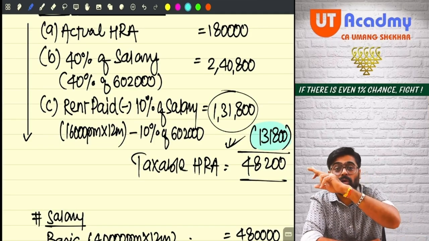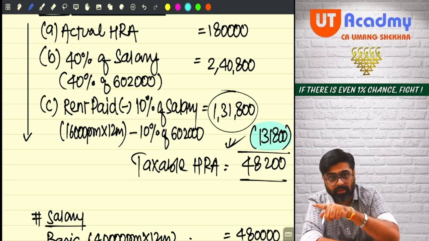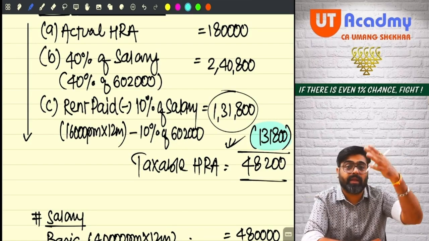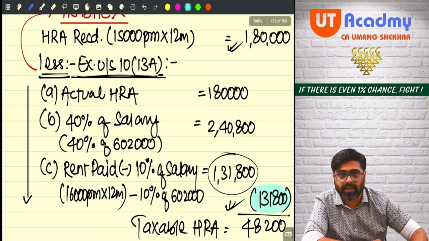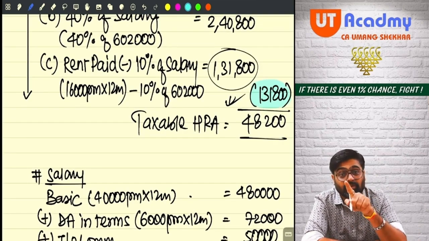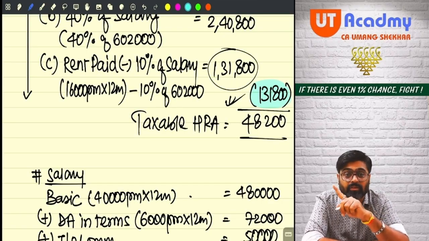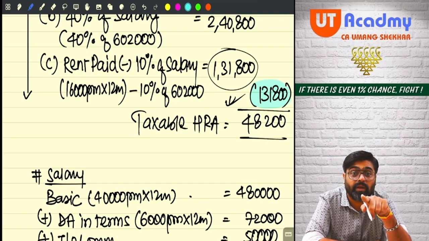What if they would have told you to calculate the taxable amount? Then we would have calculated this amount exempt, and we would have taken the exemption out of the HRA. Then our taxable amount should have been this much. When they are asking you to calculate taxable amount, calculate this. And when they are asking you to calculate the exemption amount, calculate 131,800.